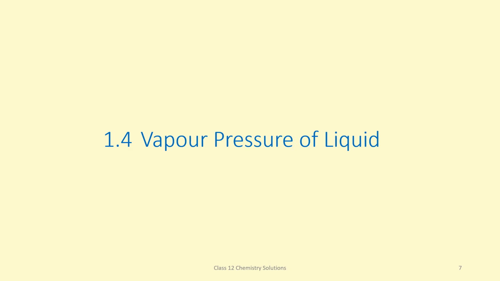Such solutions may contain one or more volatile components. Generally, the liquid solvent is volatile. The solute may or may not be volatile. We shall discuss the properties of only binary solutions, that is, solutions containing two components, namely the solutions of liquids in liquids and solids in liquids. So, let us move to the subsection.